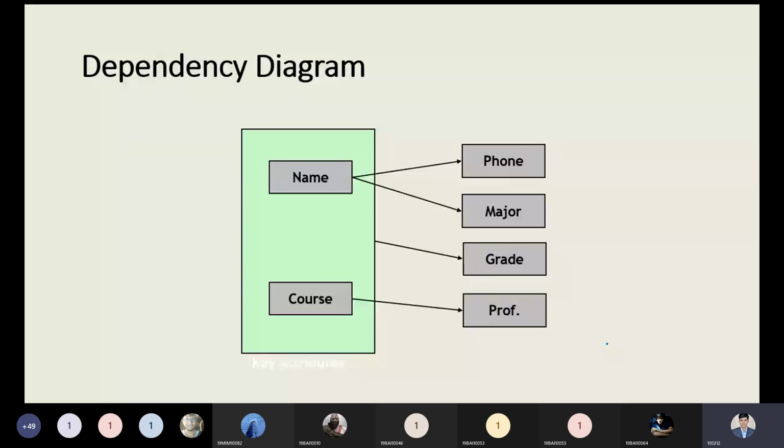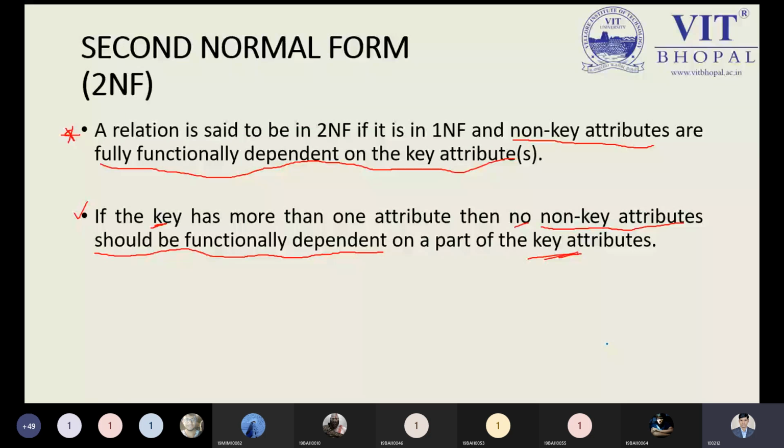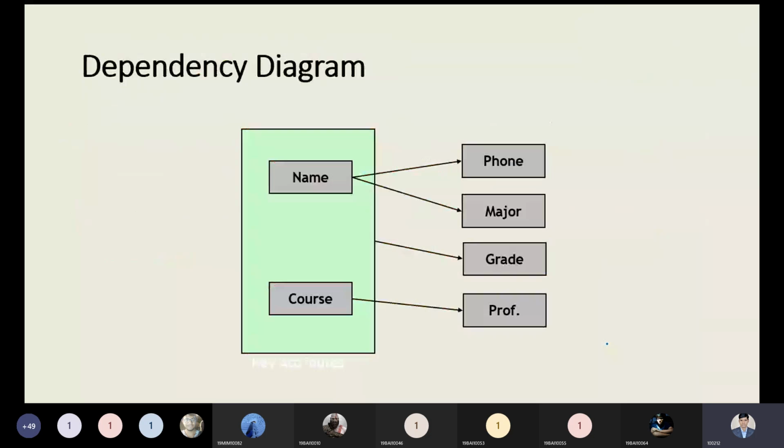If the key has more than one attribute, then no non-key attribute should be functionally dependent on part of the key. Here, what is the non-key attribute? That is grade. This grade attribute depends on the name and course, because here we are looking for the key attribute in the form of a composite key. So at that time you need to focus on this important point.